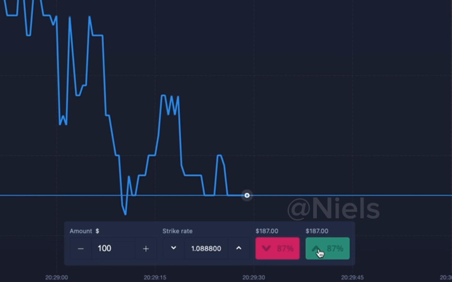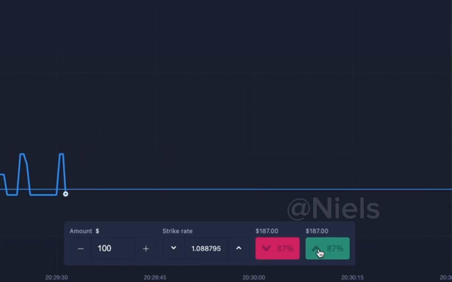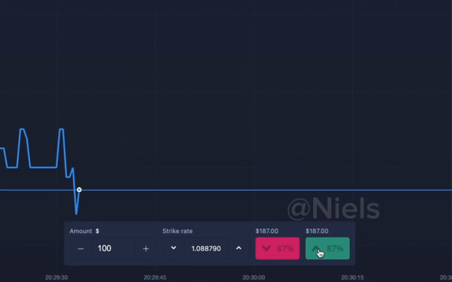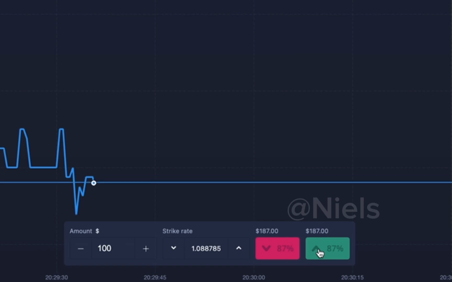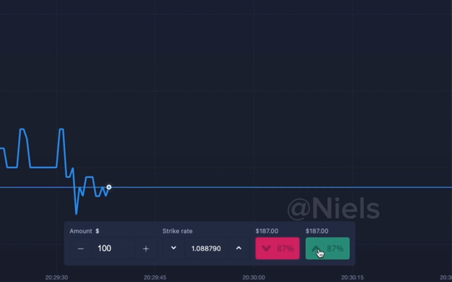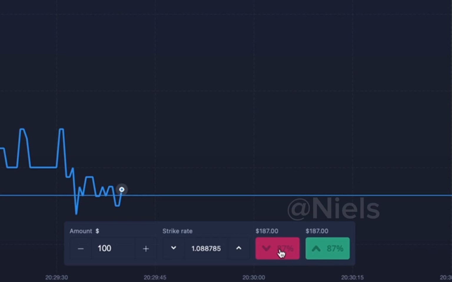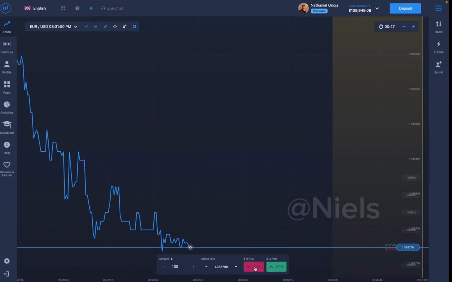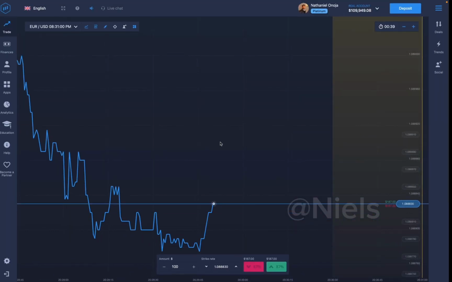It doesn't matter the level at which it is at. As long as it is slightly above your buy entry, you are in profit. You're going to win that trade. Even though it is slightly below your sell entry, you are going to win that trade. And this is just a summary of how the platform works.